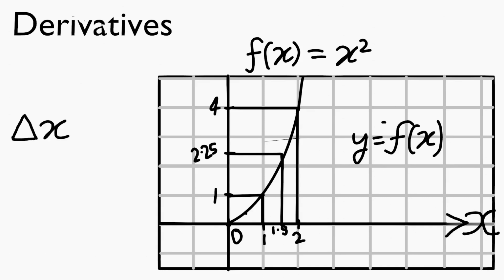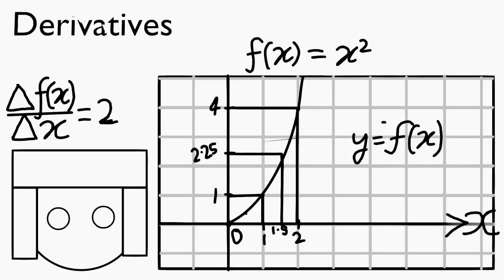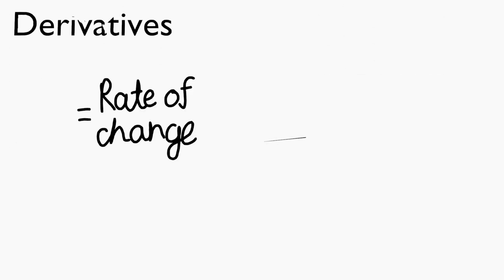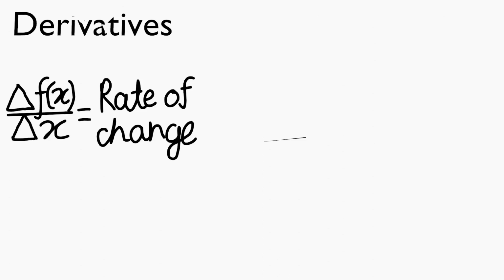Well, let's say my input changes by x and output changes by 2x, so we divide both and we see that output changes twice as fast as my input. So now we know what to do. To find out how fast my output changes is to divide change in output by change in input.